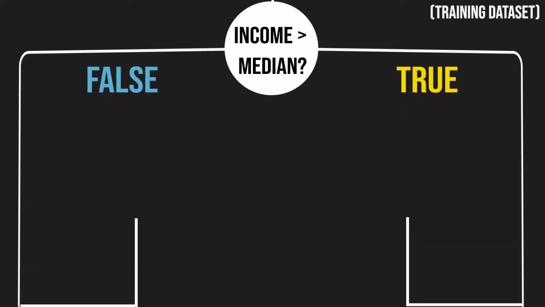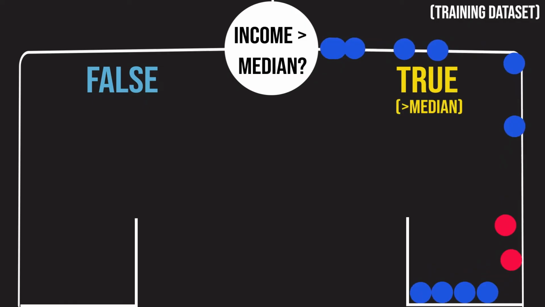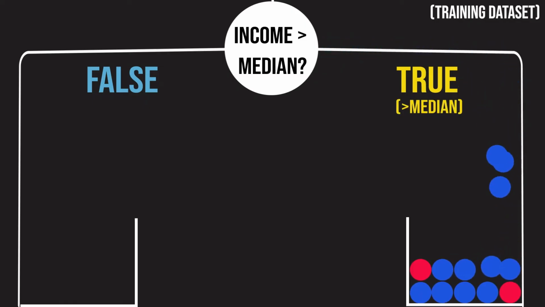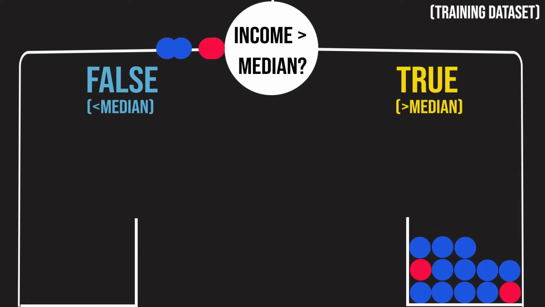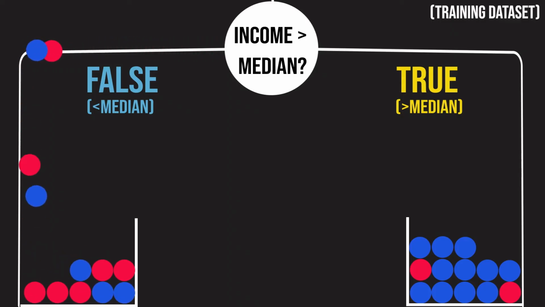Finally, let's see what happens when we split on income. Here, the true branch, which contains states with income above the median, has mostly blue states, and the false branch, or states with income below the median, has an almost equal number of red and blue states. This means that knowing that a state has below median income also does not meaningfully indicate political leaning.